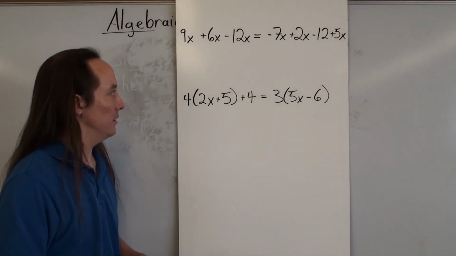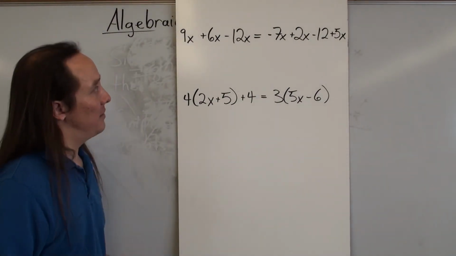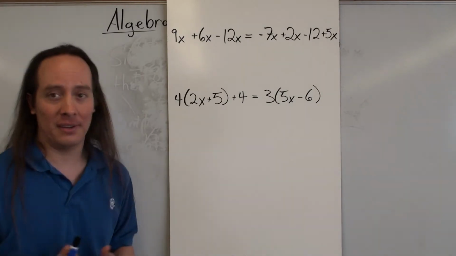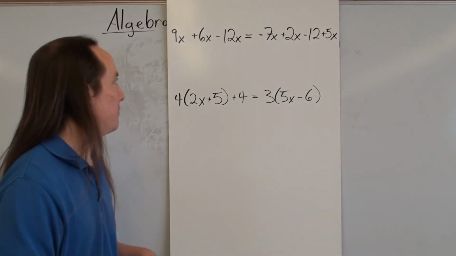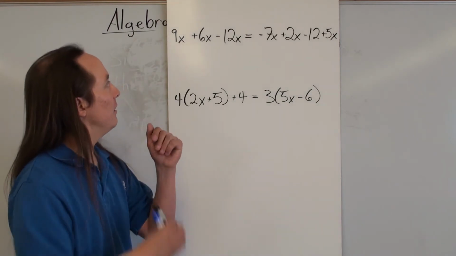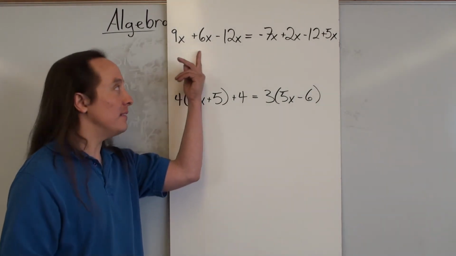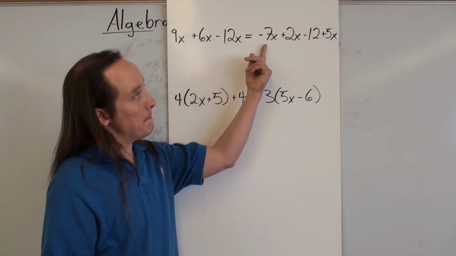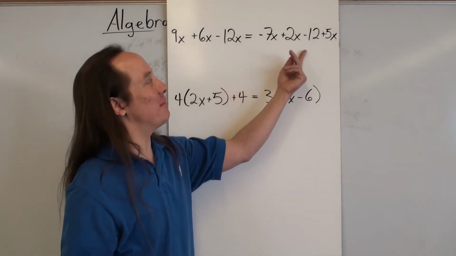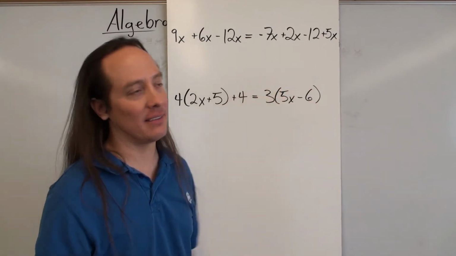Okay, so this first one is long, so I had to write it really small. I hope you can see that. I'll read it to you just in case you can't. 9x plus 6x minus 12x is equal to, that's an equal sign, minus 7x plus 2x minus 12 plus 5x.